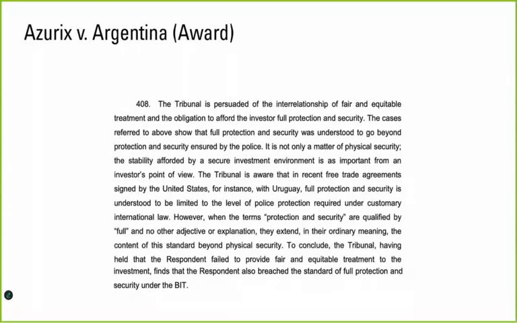And it tells you it's not only a matter of physical security. The stability afforded by a secure investment environment. This is FET. A legal framework that is stable, predictable.